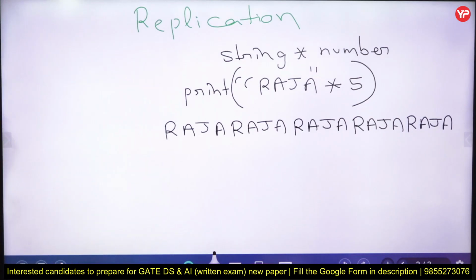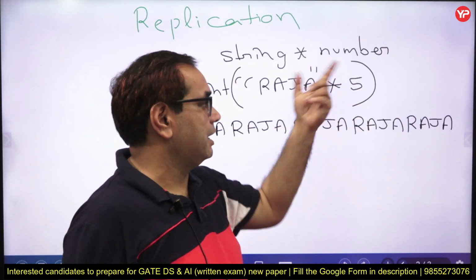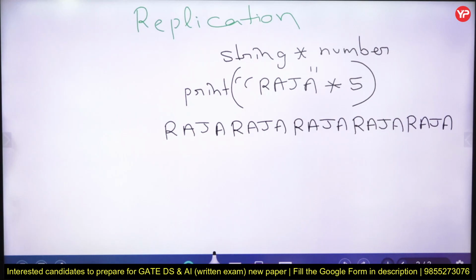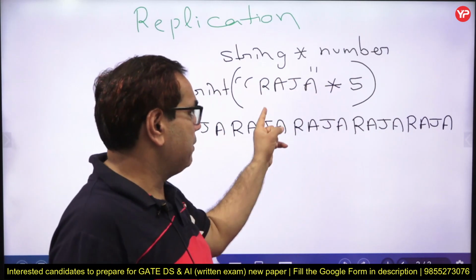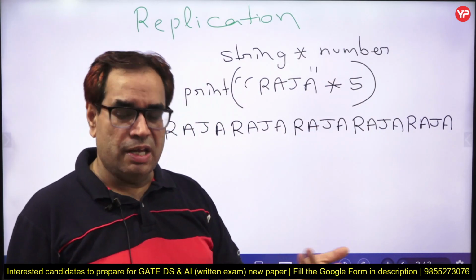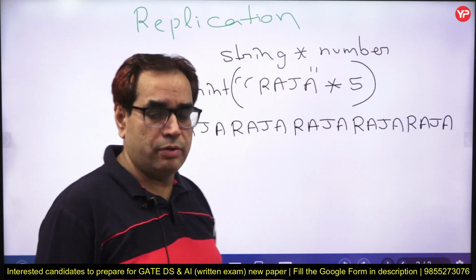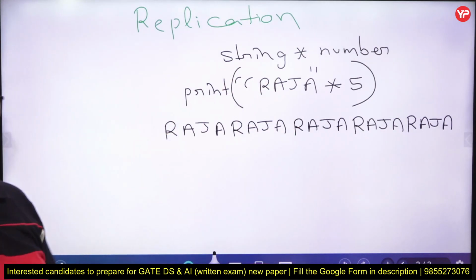This is the replication operator. You can write code and try to run this. You can write your name, then the star, then 10, so it will be printed 10 times. Now one important point about the replication operator is that it is commutative. It means you can write the number 5 first and the string later, no problem. If you write 5 star this string RAJA, then on running the code we will get the same output. So this is actually a commutative operator.